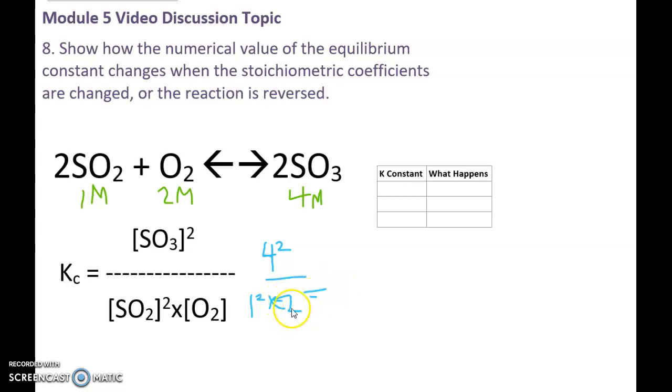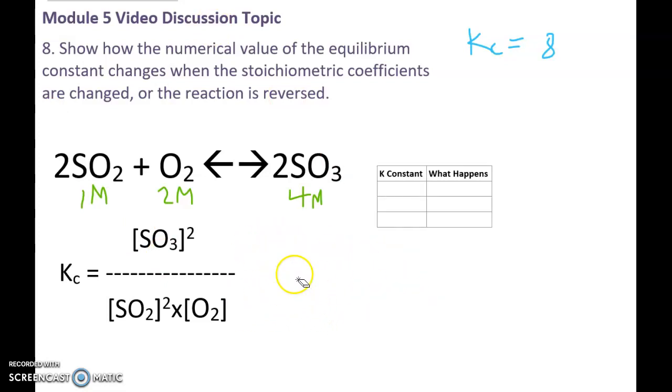So if you look, this is supposed to be a 2. So you've got 16 divided by 2. Our initial Kc value is 8. And so what's going to happen if we decide to go ahead and change these coefficients?